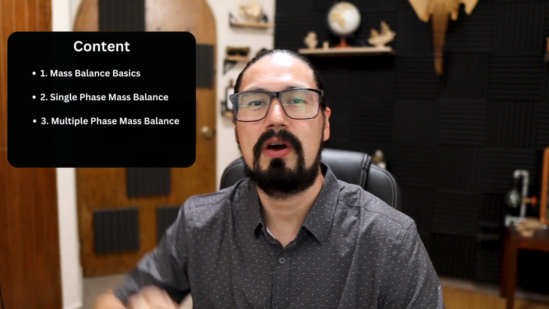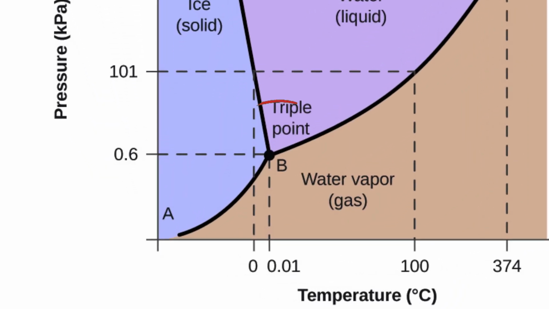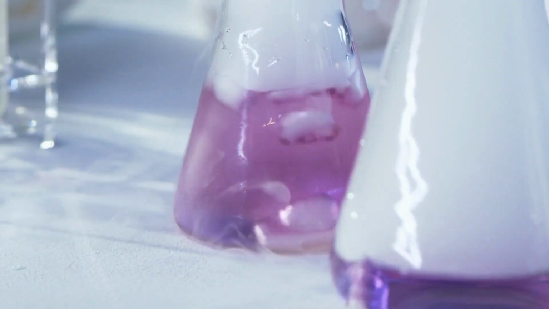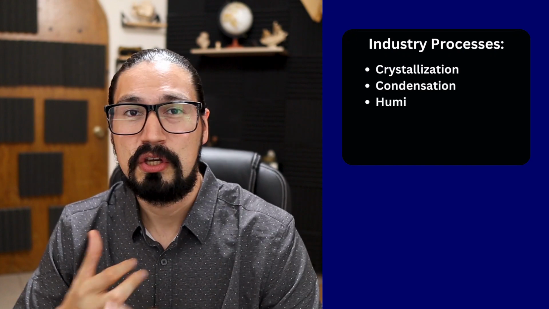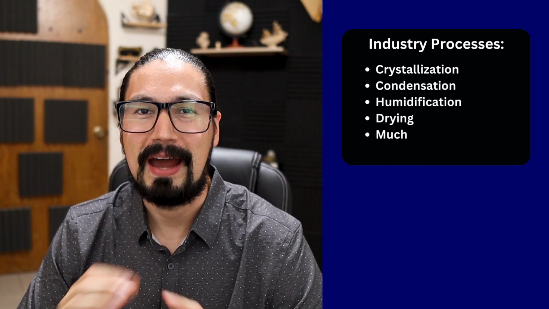Afterwards, we work with block number 3, which is essentially multiple phase material balance. As the name implies, we're going to be working with equilibrium, different phases. Vapor liquid is one that comes to mind very quickly, but we are also going to be working with liquid. A common application will be extraction, and more importantly, understanding different types of processes in the industry, such as crystallization, condensation, humidification, drying, and much more.